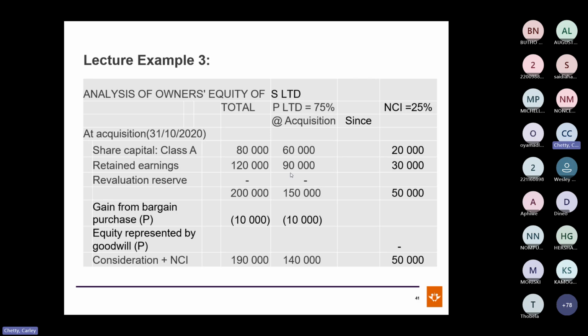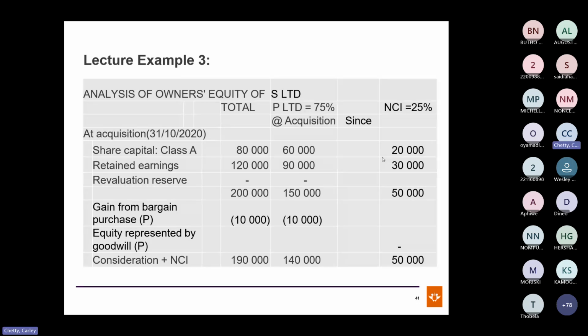So let's have a look at our analysis of owner's equity. So remember we said S's equity goes in this total column. S had total share capital of 80,000 Rand and retained earnings of 120,000 Rand. P acquired 75% of the share capital. So we'll say 80,000 Rand multiplied by 75%. And that will give us 60,000 Rand. P owns 60,000 of the share capital. Then we have retained earnings of 120,000 multiplied by 75%, and that will give us 90,000 Rand.